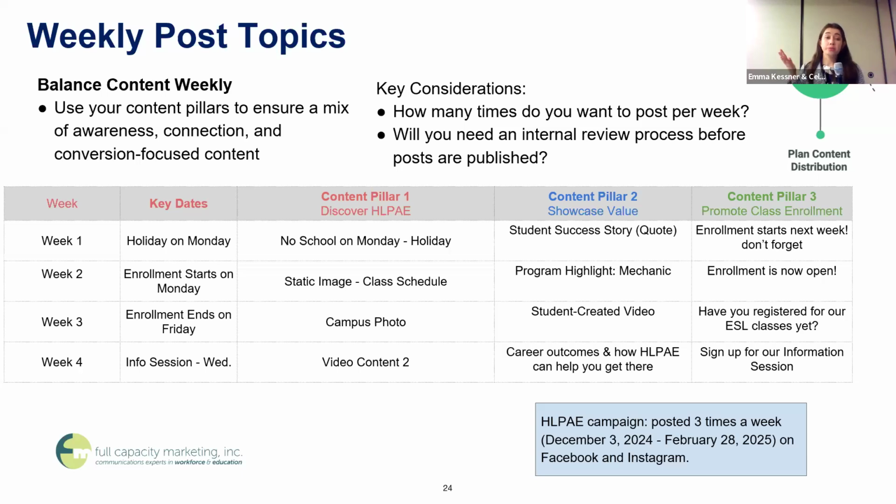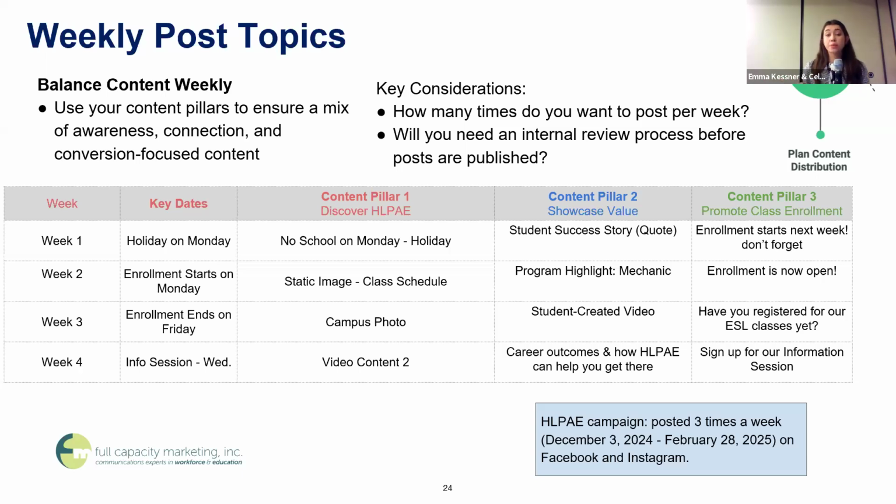At content pillar 2, that week 1, we're going to do a student success story, but just like a quote. And then content pillar 3, we're going to say enrollment starts next week. Then the week after that, because enrollment starts, we start promoting that class enrollment. We maybe post the class schedule and then highlight the mechanic program. You can see how we use the content pillars as a guide, but then we mix up the types of content that we post. It doesn't have to be a graphic every time. It can be a photo, it can be a video.